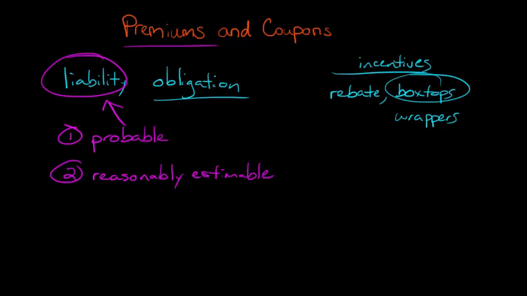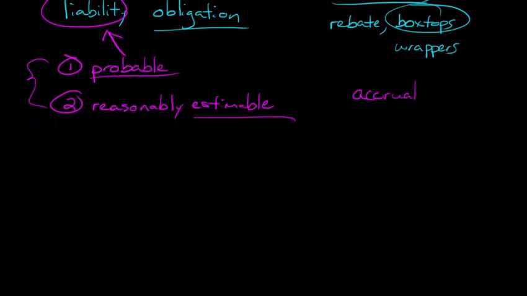But if these two conditions are met, if it's probable we'll have a liability, so if it's probable that people are going to return these box tops and want a toy, and we can estimate the amount of that liability, what this is going to cost us, then we need to make an accrual. And so I'm going to show you how to do the journal entries and how we would account for that right now. So let's take an example.